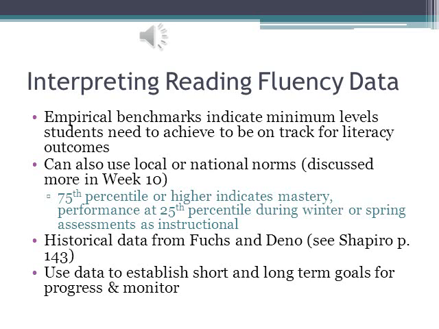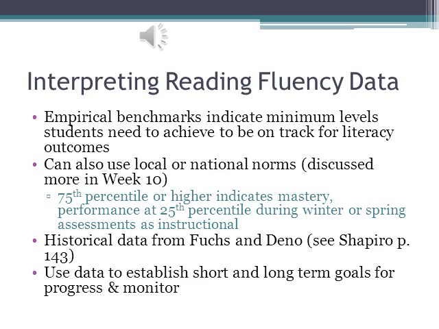There are lots of different ways we can interpret our reading fluency data, our reading CBM. One way is by comparing the student's performance to empirical benchmarks. These are research-based data points, and they indicate the minimum level students need to achieve to be on track for literacy outcomes. And DIBELS does have some published benchmarks for the elementary grades. So you would know if the students were meeting those benchmarks, they were on track for reading.